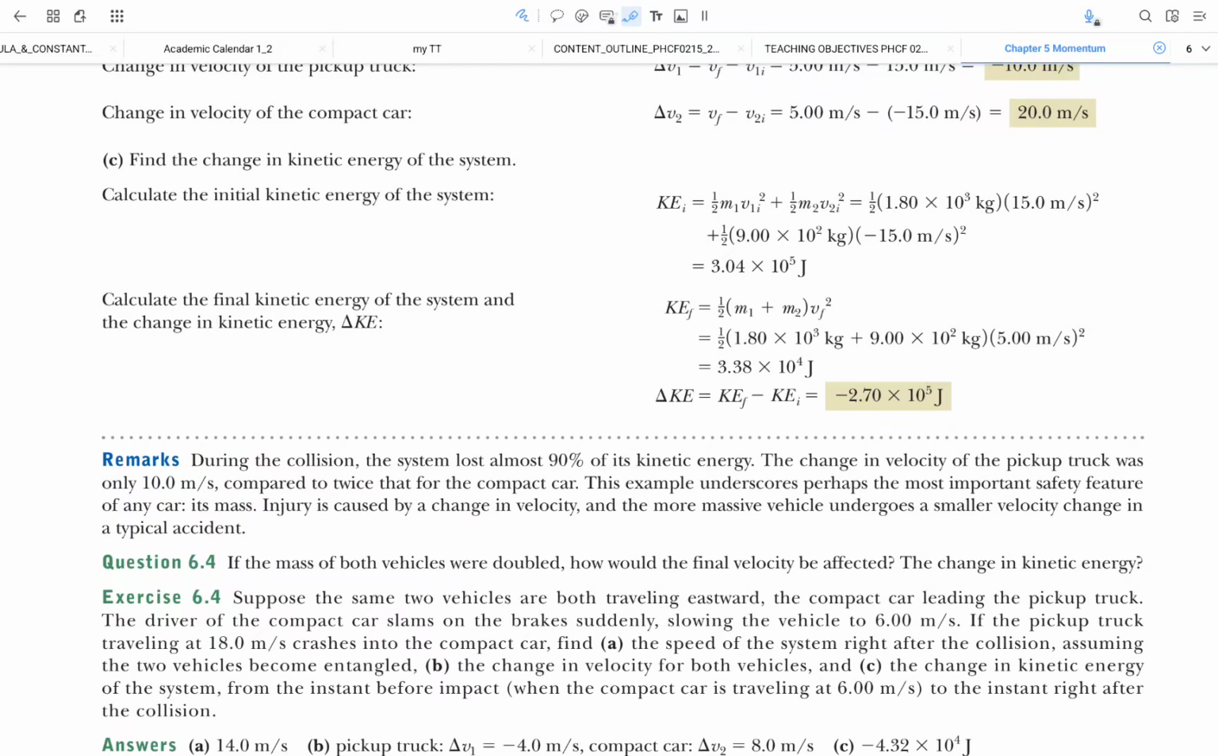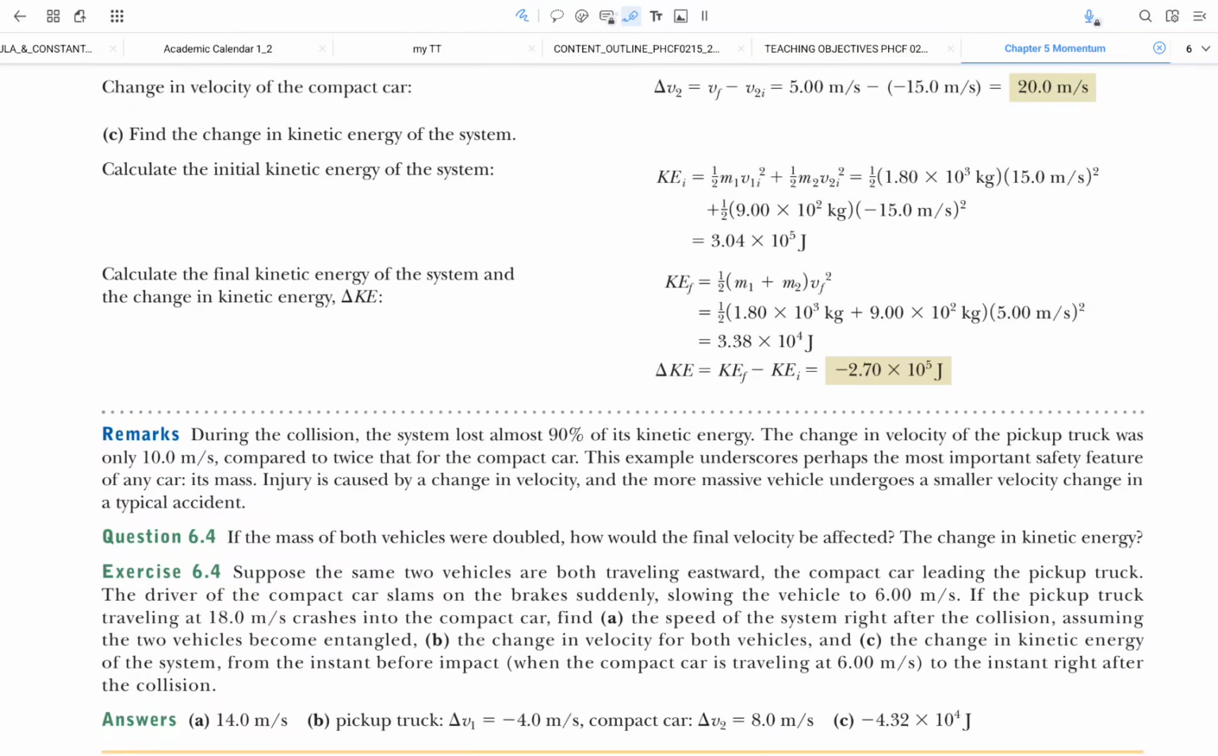Okay, where does this kinetic energy go to? It goes to causing injury, or even wrecking the car, meaning damaging the car. Or even making sounds, or even fire or sparks involved. So that energy is now being converted into other forms.